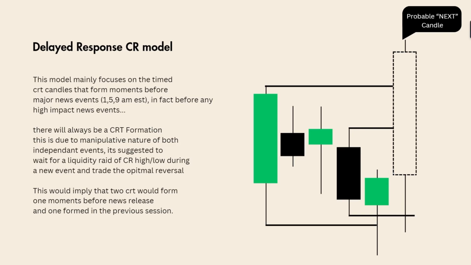If the sweep happened on the lows, you'd want to then see the probable next candle start to extend towards the high points. And that's why our probable next candle in this situation will be a bullish candle that sweeps both areas of liquidity. This is a very important model. If you apply this during your high major impact news events, you'll start to see the true nature of these candles.